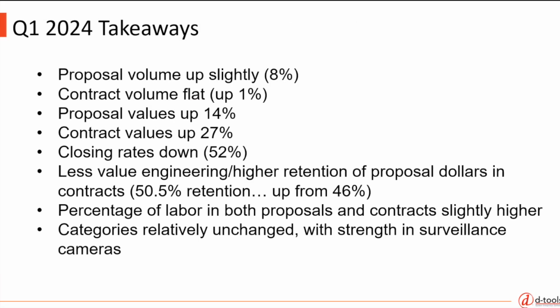So I went through that really quick, and I'm glad I did. I hope I'm giving you some time back. Here are the takeaways. What do we see in terms of Q1? Proposal volume up slightly. Contract volume basically flat. Proposal values up double digit, and the real strength, signed contract values up 27%. Remarkable. Closing rates, again, down slightly.